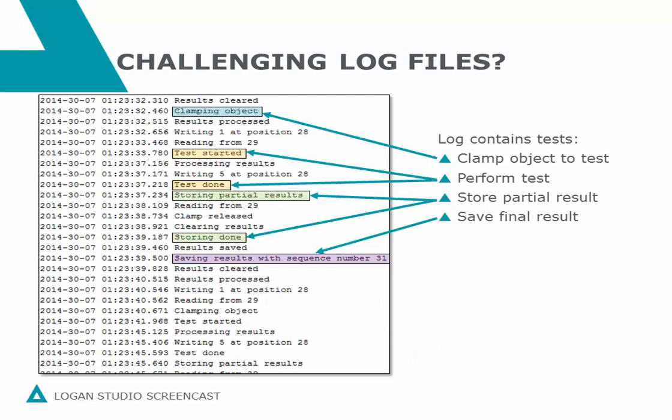So let's take a look at an example. This is a simple log containing typical timestamps and log messages. This log is produced by a test machine, and the machine first clamps the object to be tested, it then performs a test step, it stores the partial results for that step, and finally it saves the overall test results in a database. During that save operation it assigns a sequence number to each test, in this case 31.